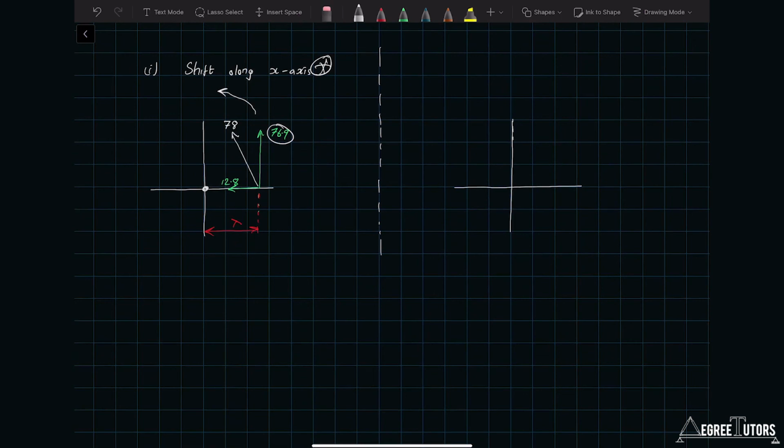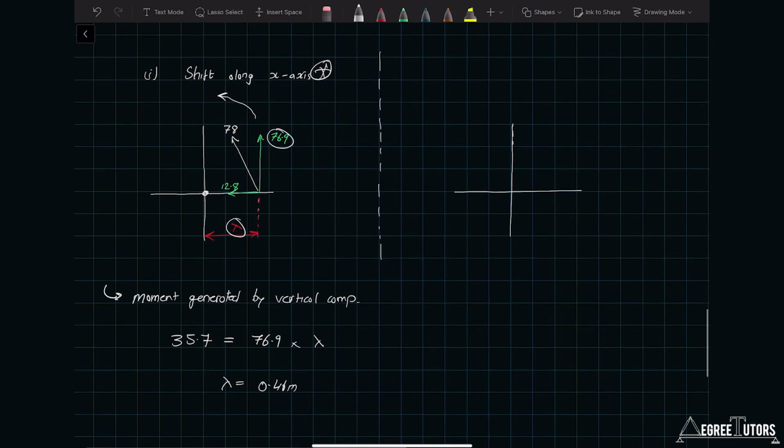In this case the moment is generated by the vertical component, and so the only question really becomes what is the lever arm? How far do I have to shift that force? What's lambda? Well, I know a moment of 35.7 is going to be generated by a force component of 76.9 multiplied by some lever arm lambda, and we can solve for lambda equals 0.46 meters. And so in that way I could generate an equivalent system. This is my equivalent system that has the exact same force and moment effect as the original system we started off with, provided we take our resultant force and move it along the x-axis 0.46 meters.